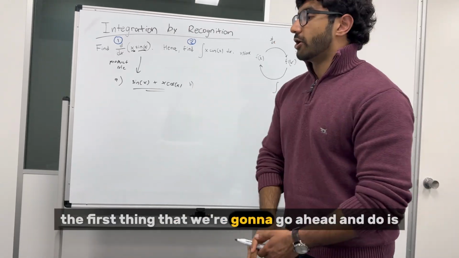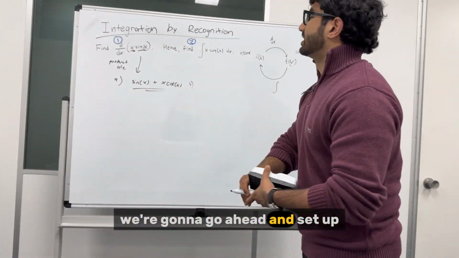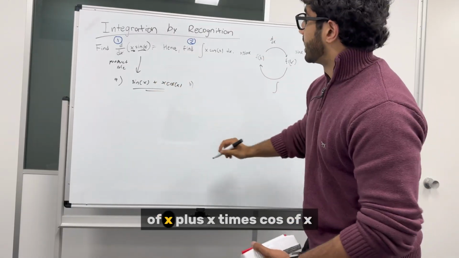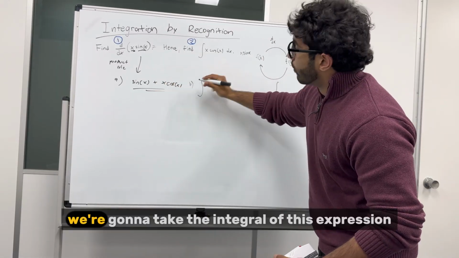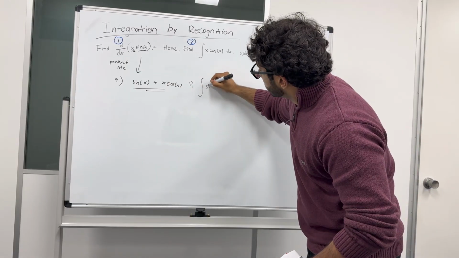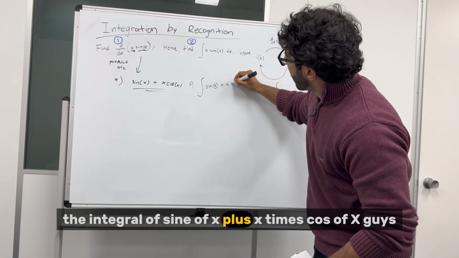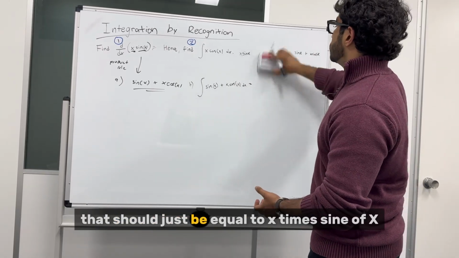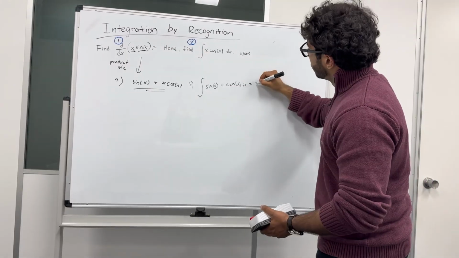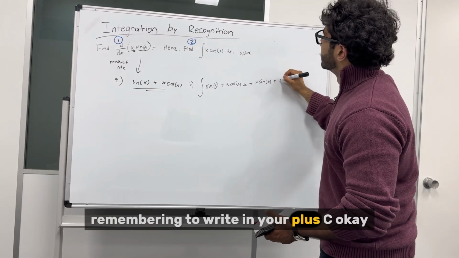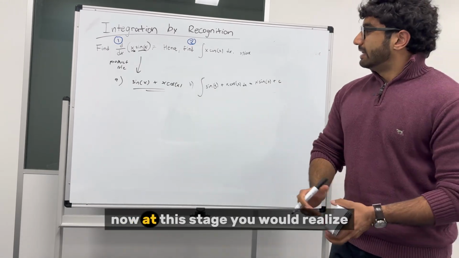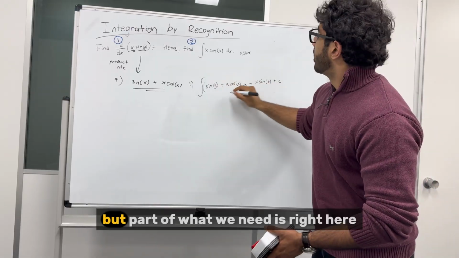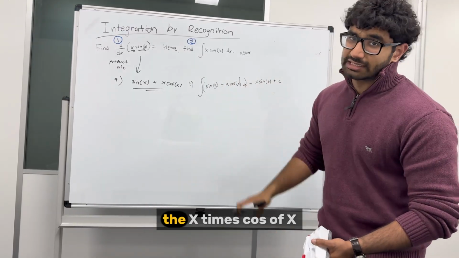Well, the first thing that we're going to go ahead and do is set up the integral relationship. So the derivative of this is going to equal sine of x plus x times cos of x. But now we're going to take the integral of this expression. The integral of sine of x plus x times cos of x, guys. And as you would know, that should just be equal to x times sine of x, remembering to write in your plus c, okay? Now, at this stage, you would realize this isn't quite what they're asking for, but part of what we need is right here, the x times cos of x.